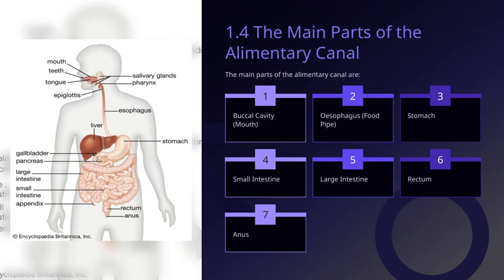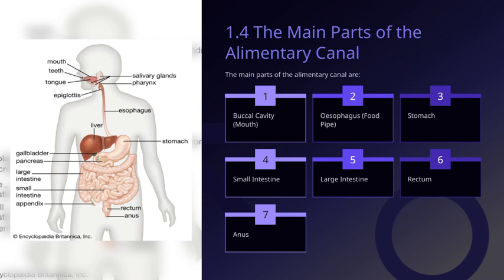Starting at the beginning, we have the buccal cavity, which is essentially the mouth. This is where the process of digestion begins, with chewing and the mixing of food with saliva. Moving down the canal, we encounter the esophagus, also known as the food pipe. Its main role is to transport food from the mouth to the stomach through a series of muscular contractions called peristalsis. Next, we reach the stomach, a vital organ where the food is broken down further by acids and enzymes. This prepares the food for nutrient absorption later in the process.